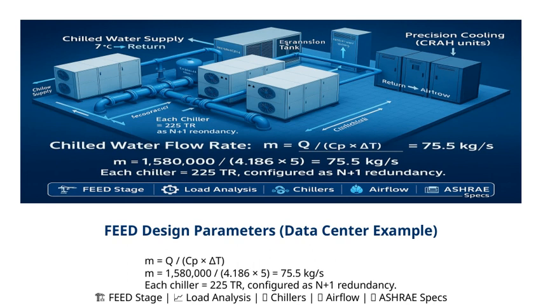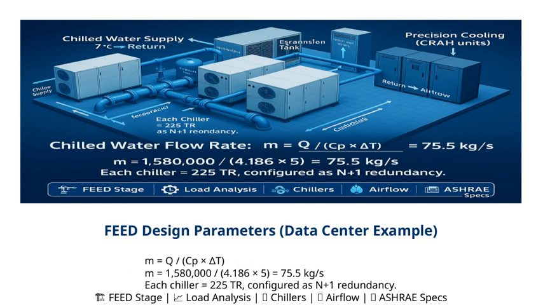Plugging those numbers in, we get M equals 1,580,000 divided by the product of 4.186 and 5. Which results in approximately 75.5 kilograms per second. This tells us the amount of mass flow needed to transfer that heat load effectively.